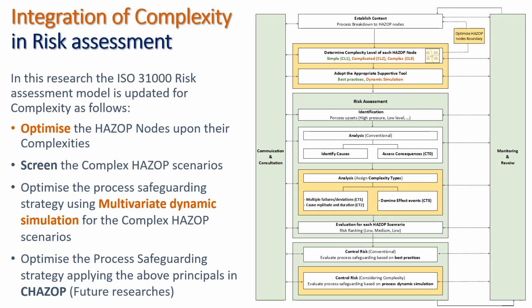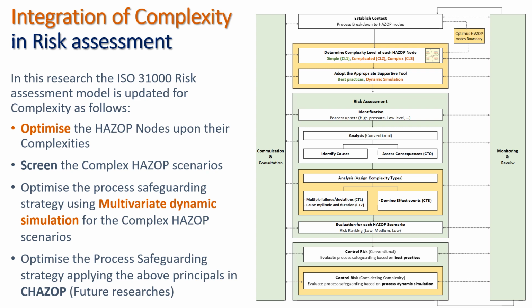The objective of this research is to consider the complexity in the risk model of ISO 31000. In any risk assessment, complexity can be associated with the context, risk analysis, and risk reduction measures. For HAZOP, complexity should be considered for the node selection, HAZOP scenarios, and evaluation of the process safeguards. This research provides practical methods to consider the complexity for the node selection and consequence analysis of the complex HAZOP scenarios using the Multivariate Dynamic Simulation. This dynamic simulation can be used for a holistic evaluation of the process safeguards too.